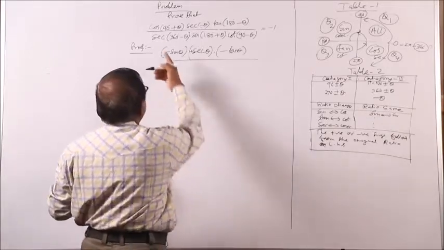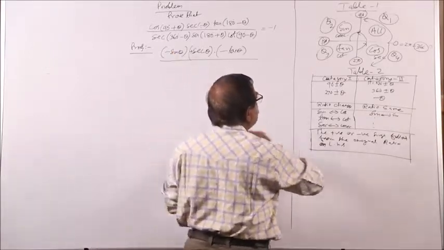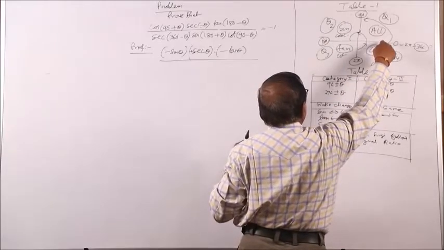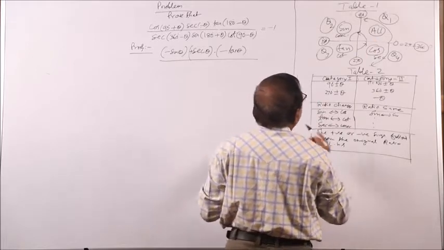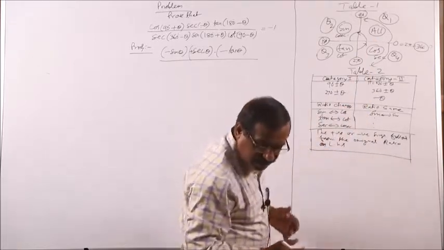Now, come here: sec(360 minus theta). You see, this is 360. 360 minus theta. So, how much will this be? Please tell me.